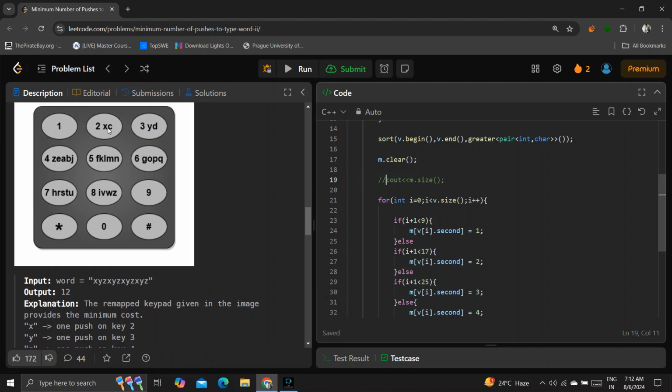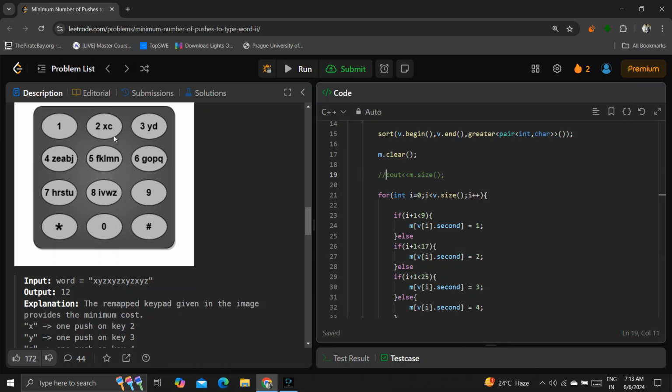see, our keys are from 2 to 8th index. Okay, so I will check from i plus 1, that is 0 plus 1, if the index value is less than 9. So basically 1 to 8 keys. Okay, so 1 is not counted here, from 2 to 8 keys.